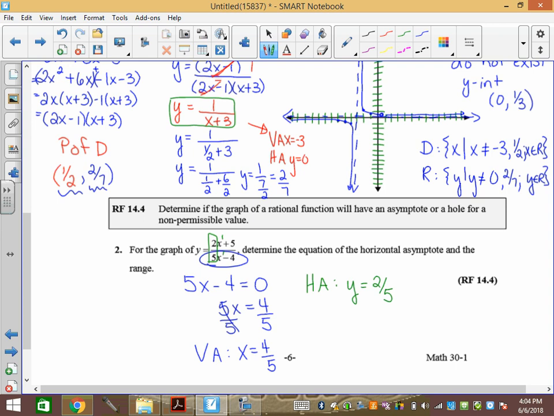And then my range is just going to be, it can't equal that because that's where the asymptote is. And the asymptote actually is the place where the graph doesn't exist. So it's going to be y such that y cannot equal 2/5, y ∈ R.